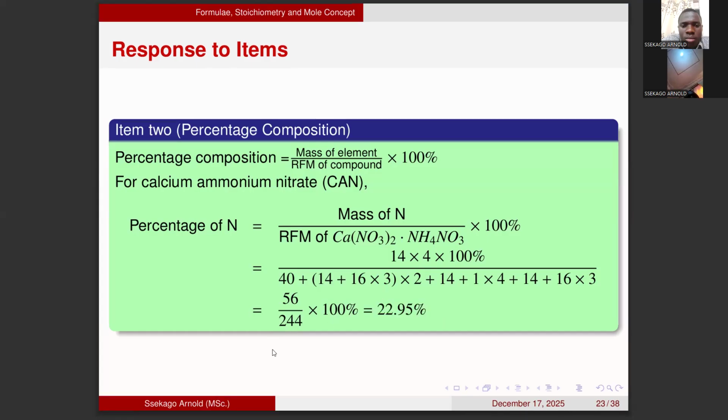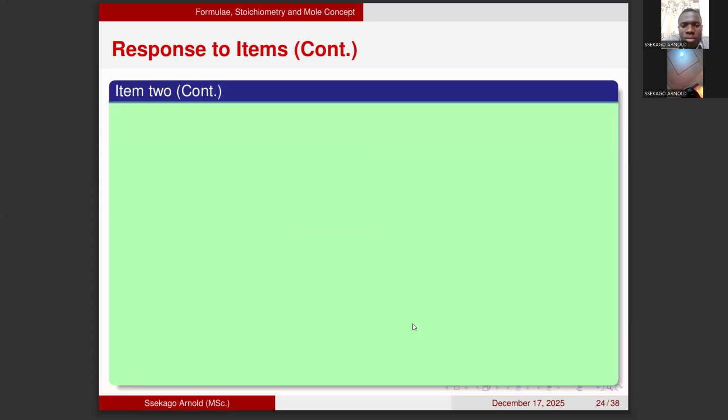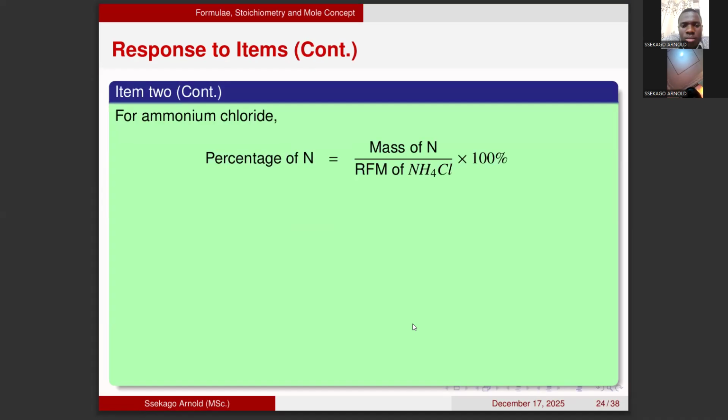So computing that, we obtain 22.95% as the percentage of nitrogen in CAN. Then next we have the next compound, which is ammonium chloride. Therefore, we determine the percentage of nitrogen within ammonium chloride.